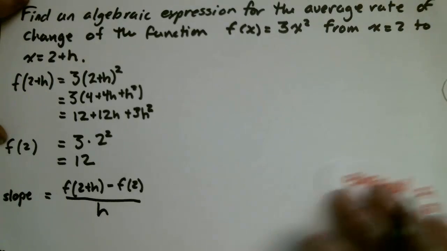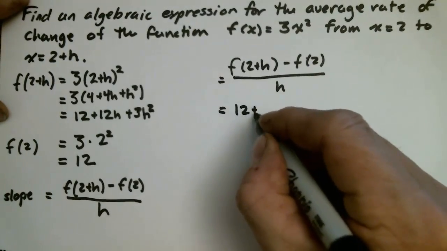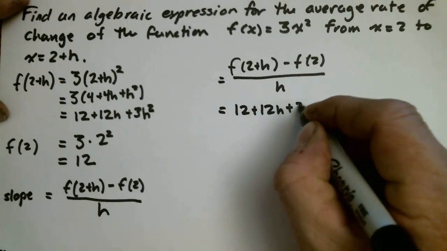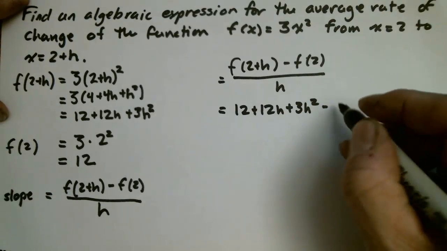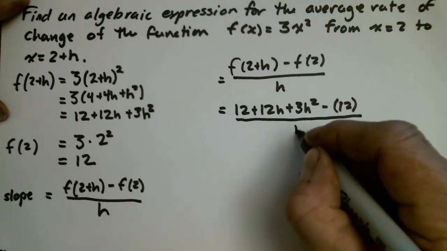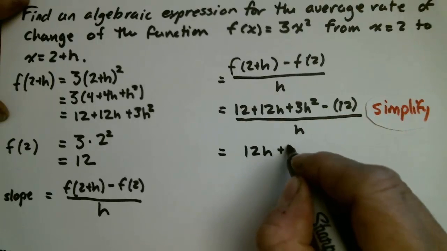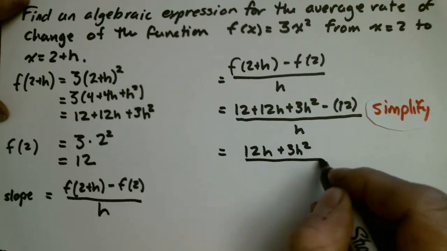Okay, so let's do this. So my simplified expression for f at 2 plus h is 12 plus 12h plus 3h squared. And I'm going to be subtracting f at 2, which is 12, and I'm going to be dividing by h. And so I can see actually that I can simplify this part. 12 minus 12, handily enough, leaves me with 12h plus 3h squared all over h.